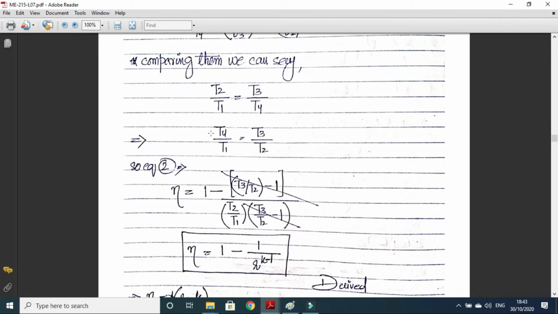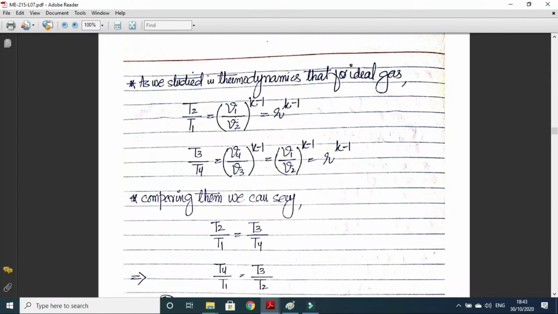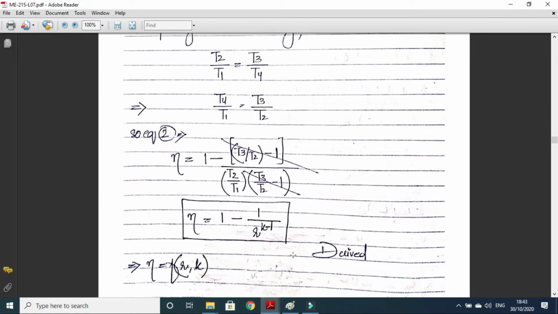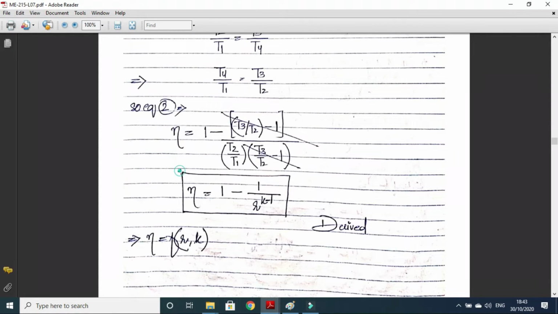So we can put these values in equation number 2. T4 upon T1 is replaced by T3 upon T2, so this thing will be cancelled out. And we get 1 minus T2 upon T1. T2 upon T1 is equal to V1 upon V2 to the power k minus 1, which is r to the power k minus 1. So 1 minus 1 upon r to the power k minus 1. This is the expression of the thermal efficiency of the Otto cycle.